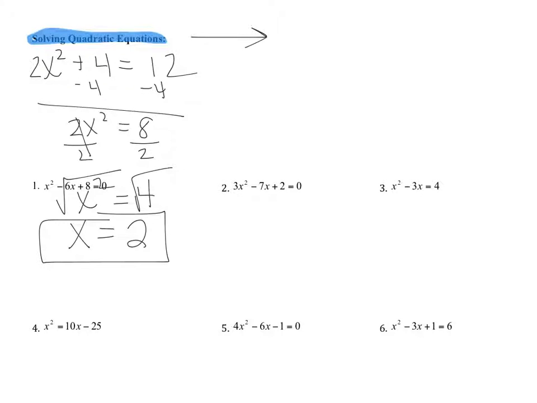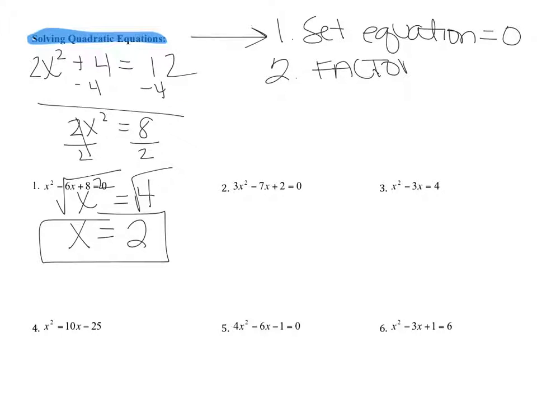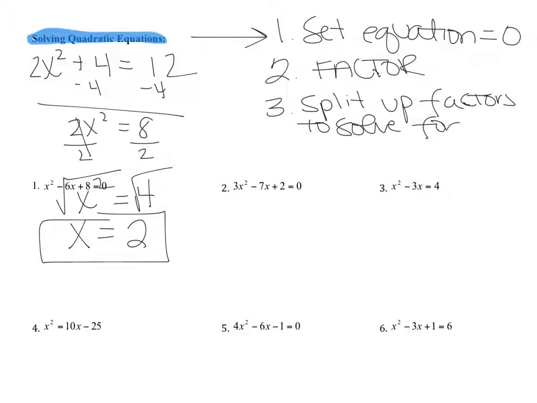So, how do I solve a quadratic equation? Step 1, set the equation equal to 0. Step 2, factor. How do I factor? Just like the other side. Ask yourself, do I have a GCF? If yes, take it out. If no, factor. If you can factor, you have to ask yourself if you're going to factor quickly or if you're going to factor with slide and divide. Step 3, split up factors to solve for x.